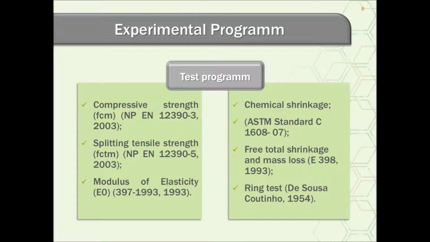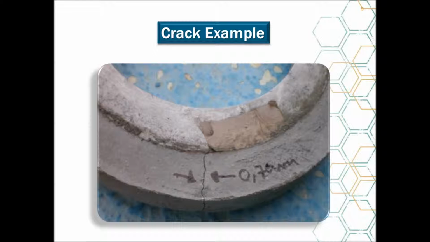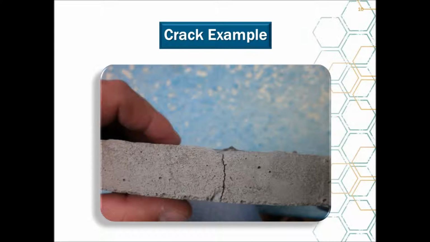We tested compressive strength, tensile strength, modulus of elasticity, chemical shrinkage, and total shrinkage, and we performed the ring test to measure cracking. Here we have a crack example. The crack reached 7 mm. In this image we can see the side view of the crack.